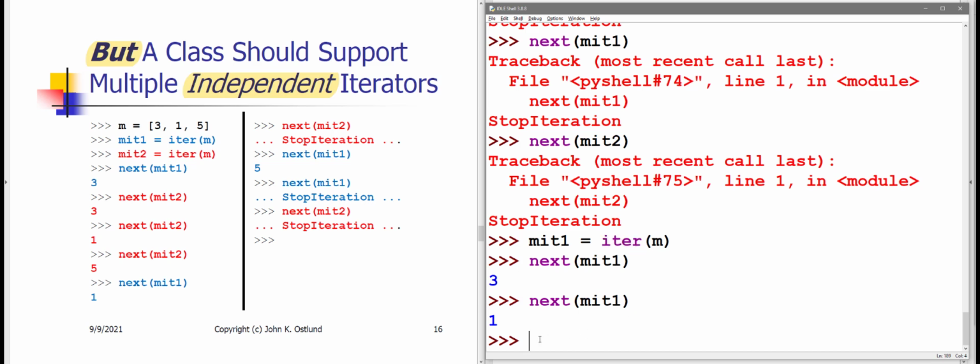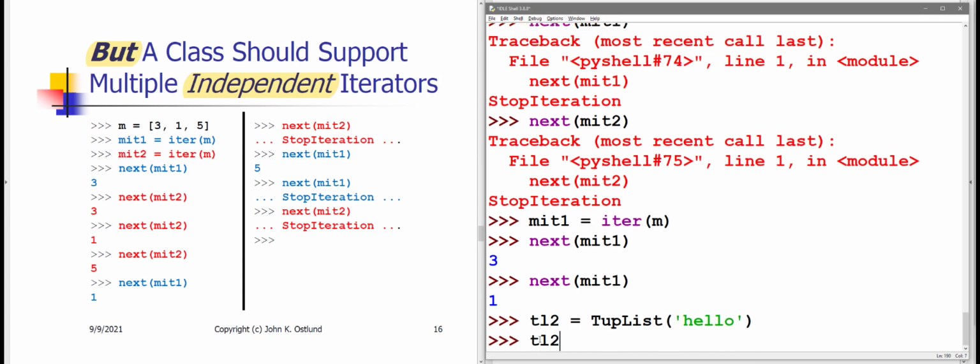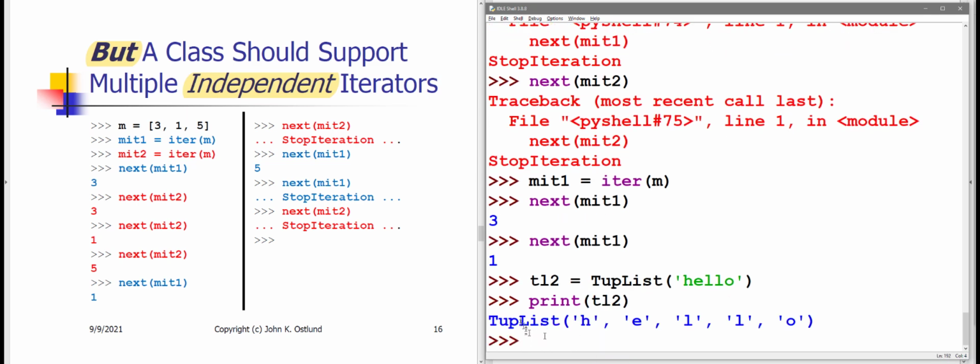Our tuplist class is not this clever. So if I say TL2 gets a tuplist, and let's construct this from hello, TL2 internally is represented as a tuple of 5 one-character strings: H, E, L, L, and O. And when I print TL2, I get told this thing is a tuplist, and it contains these 5 characters, H, E, L, L, O.